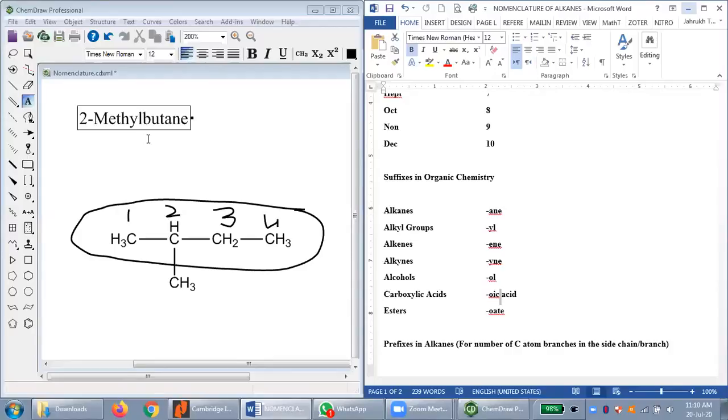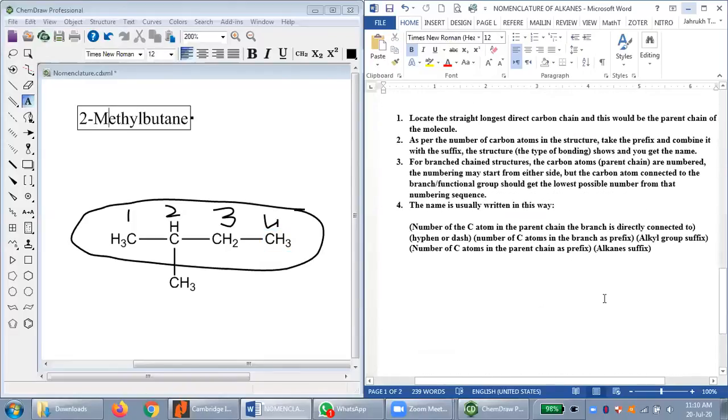The part of the name for the branch and the part for the parent chain are not separated by a space unless that's a convention of IUPAC. And as the whole world follows the conventions of IUPAC, the teachers, the researchers, the scientists, the students, you're supposed to follow that too. I hope you're all clear with these couple of rules regarding the name. Okay, good. So let me add this part to the file.